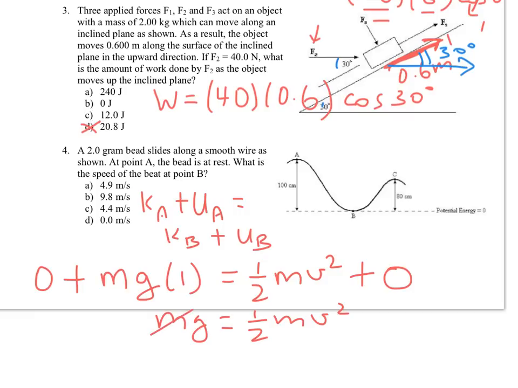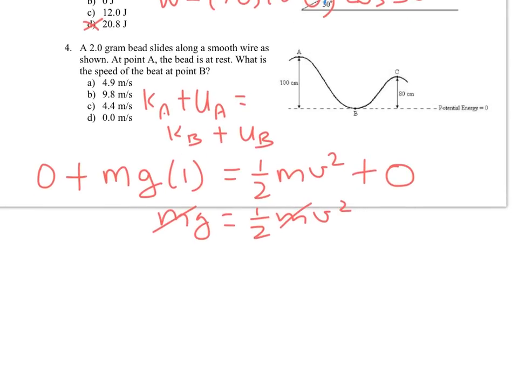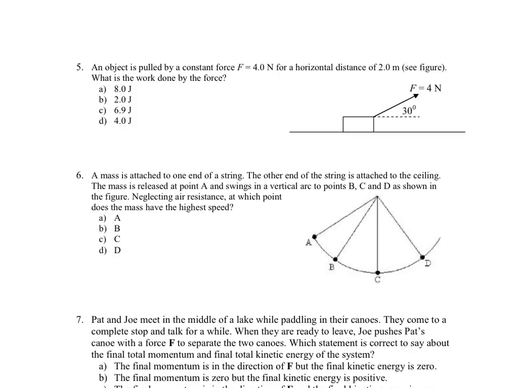Now, you notice that I don't even have to know that m is 2 grams. They cancel out anyway. So this tells you that v squared is equal to 2g, or v is the square root of 2g. And if you run to your calculator, it will work out to be 4.4 meters per second. Okay, on to the next page.